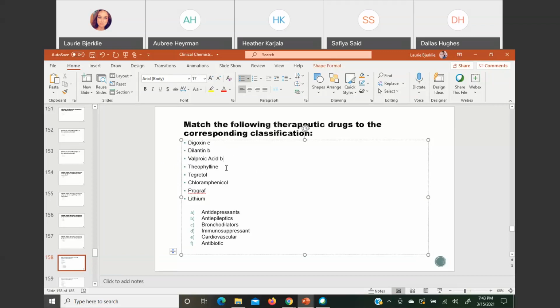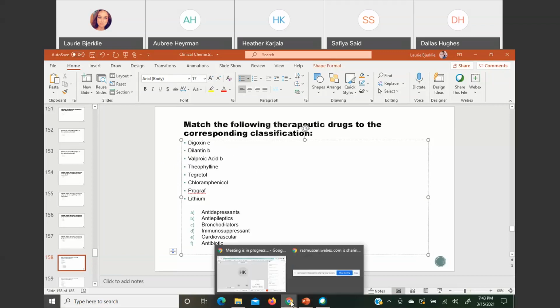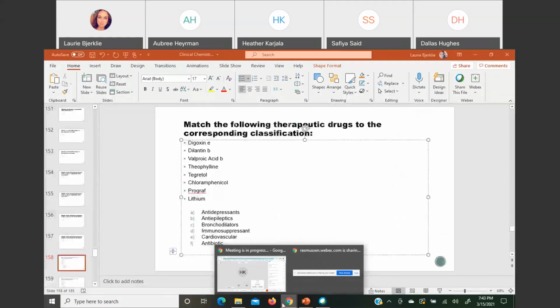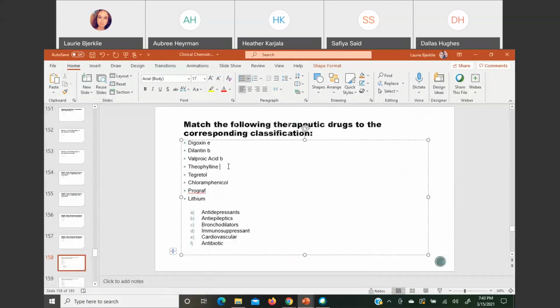Right now I am blanking on the other name for valproic acid. There is a different name for it. Anybody remember the other name for valproic acid? Depakote? That sounds right. Yeah. I'm having a brain fart today. It's been a long time since I taught therapeutic drugs.